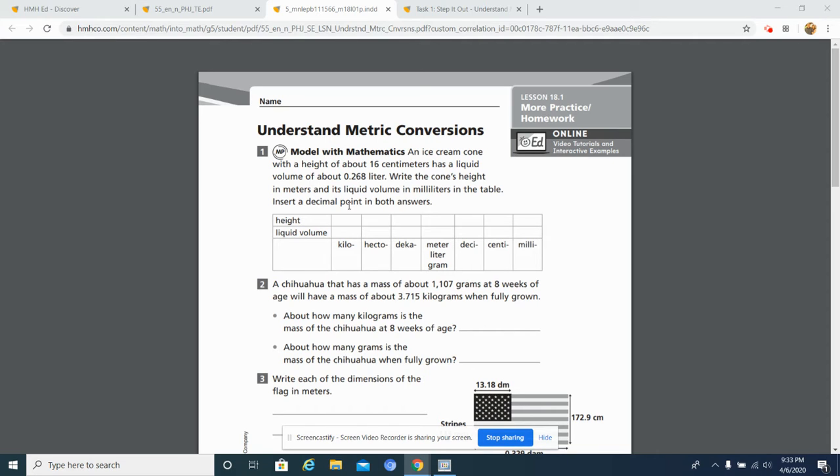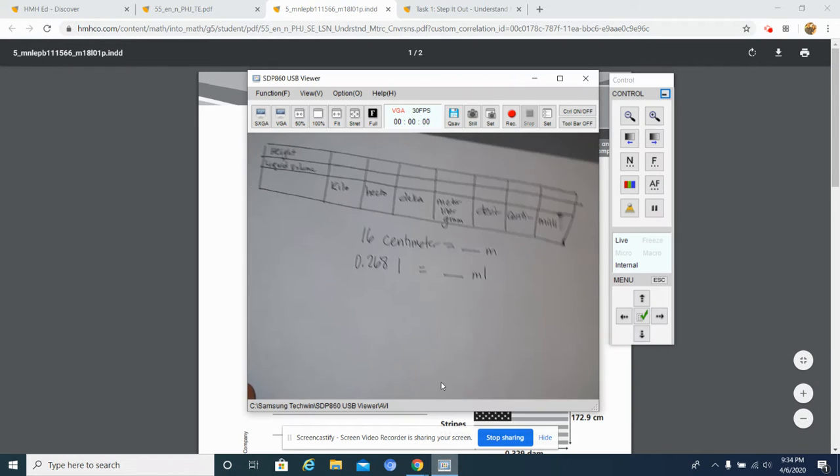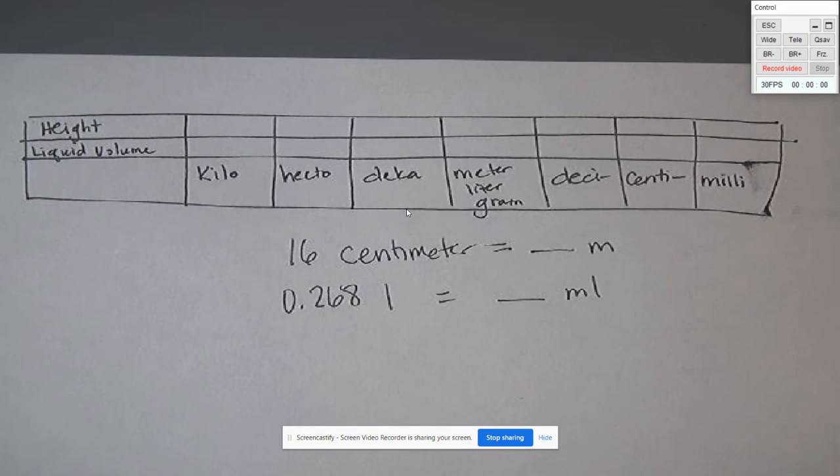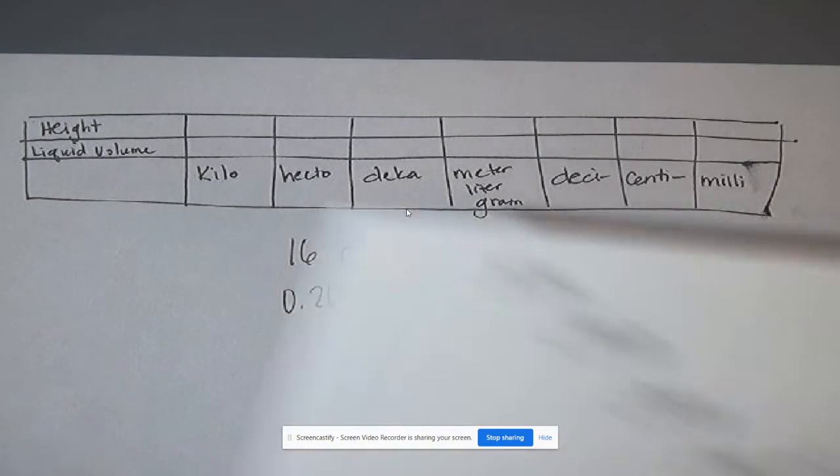Okay, so over here, you can't see me, but I'm writing 16 centimeters, and we're turning it into meters. And then our liquid volume, 268 thousandths of a liter, and we're converting that into milliliters. I wanted to do that before I came over here. Okay, so here I have it. 16 centimeters equals how many meters?